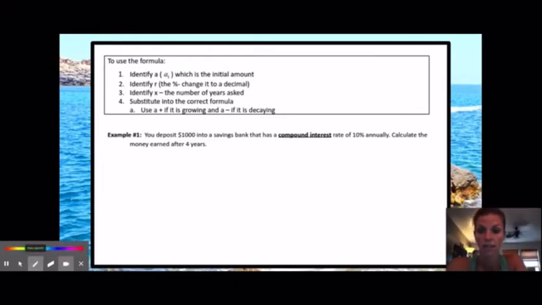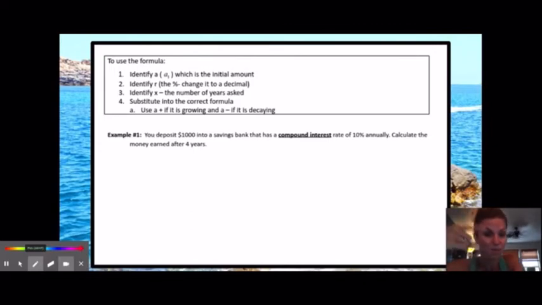So this says you deposit $1,000 into a savings bank that has compound interest rate of 10% annually. So that's yearly. Calculate the money earned after 4 years. Also, if you find a bank that has a compound interest rate, they give you 10% annually, you let Miss Cook know, because I'm going to put my money in that bank, okay?